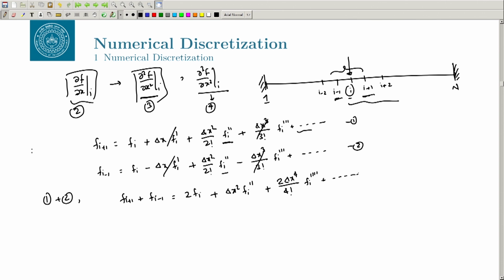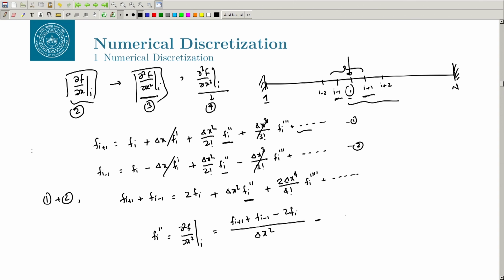So, now you collect the terms. So, we want to get this. This can be written as f_i double prime, which is del squared f by del x squared at i, and it would be (f_{i+1} + f_{i-1} - 2 f_i) by delta x squared. Okay, this is the approximation, and what is your leading truncation error?